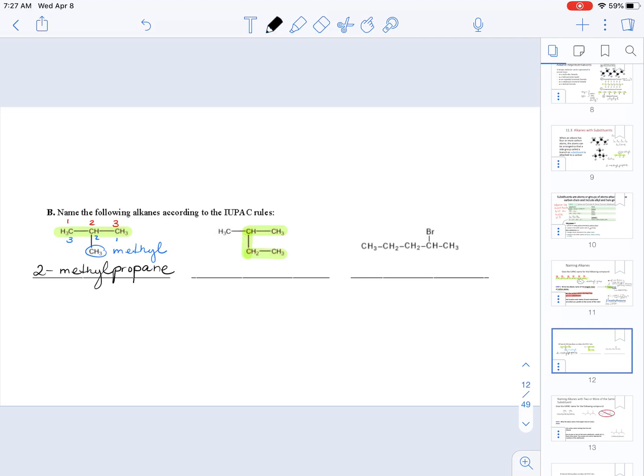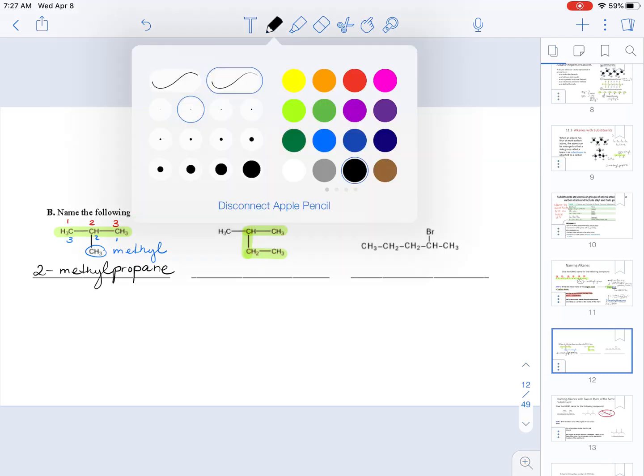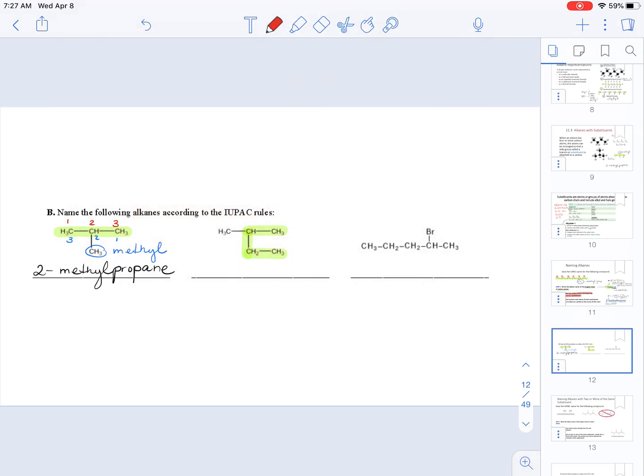Now, I can number this in 2 different ways. I can number this as 1, 2, 3, 4, or I can number this as 1, 2, 3, 4. As you can see, the red arrangement gives the substituent a position of 3, while the blue arrangement gives it the position of number 2. So in this case, the correct one is going to be the blue arrangement. And I'm just going to re-highlight my longest carbon chain.